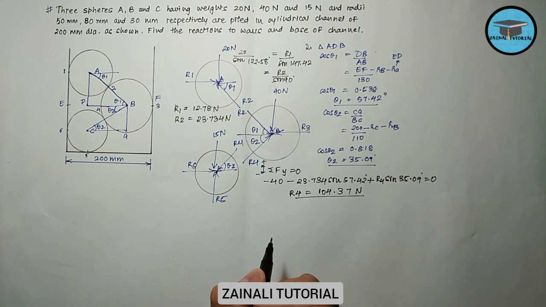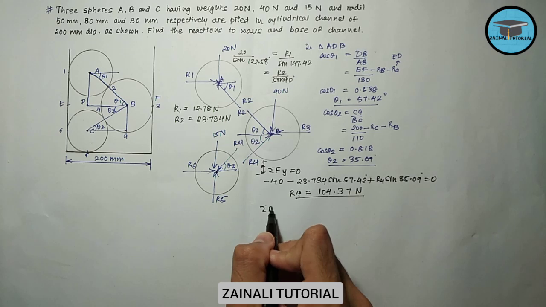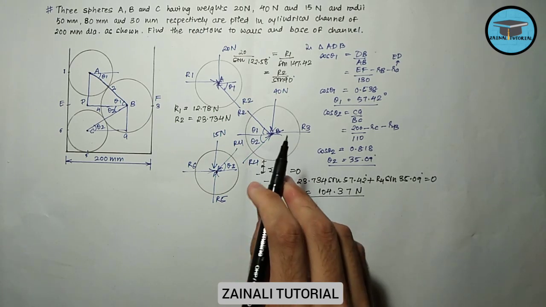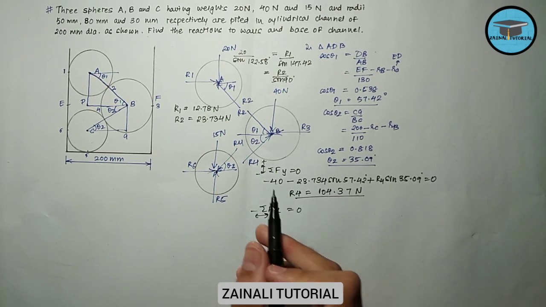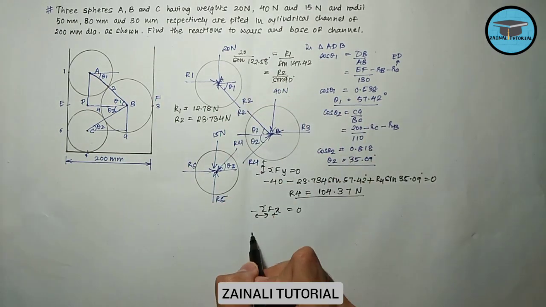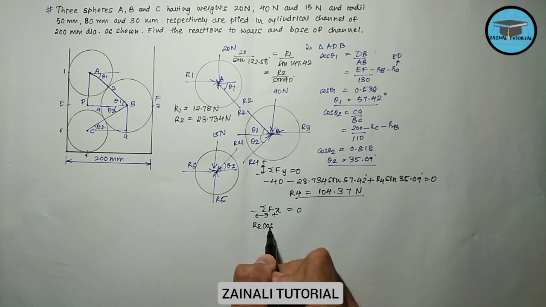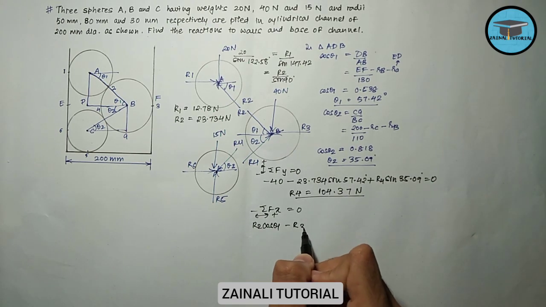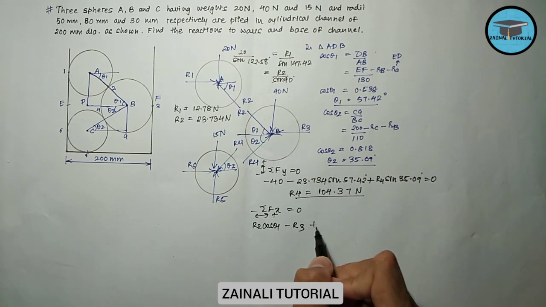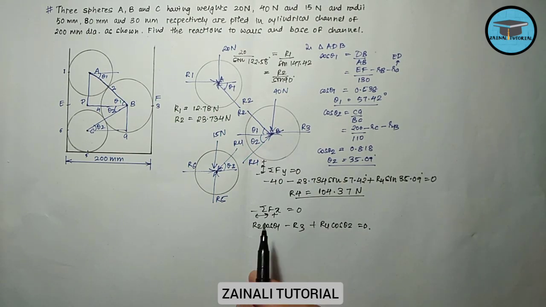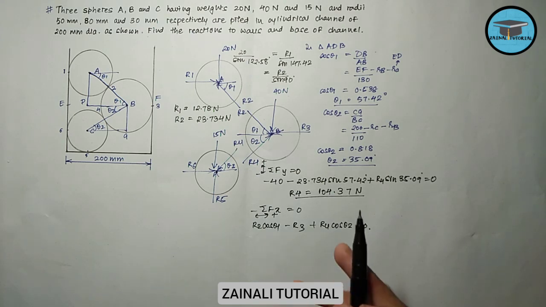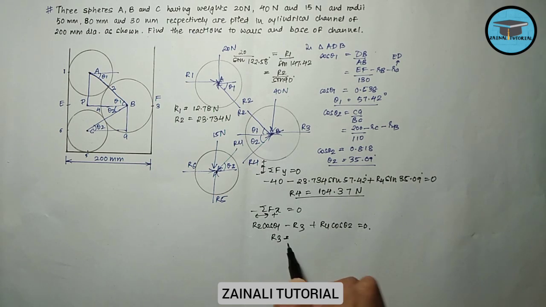Now similarly, applying the equilibrium condition sigma Fx equals to 0, we would get minus R2, the sign convention would be somewhat like this, R2 cos of theta 1 minus R3 plus R4 into cos of theta 2, that would be equals to 0. We know the value of R2, we know the value of R4, theta 1 as well as theta 2. So we can determine the value of R3 as 98.18 Newton.